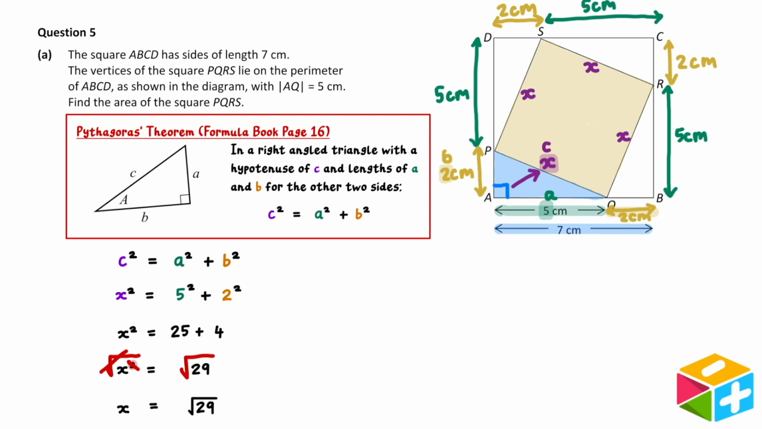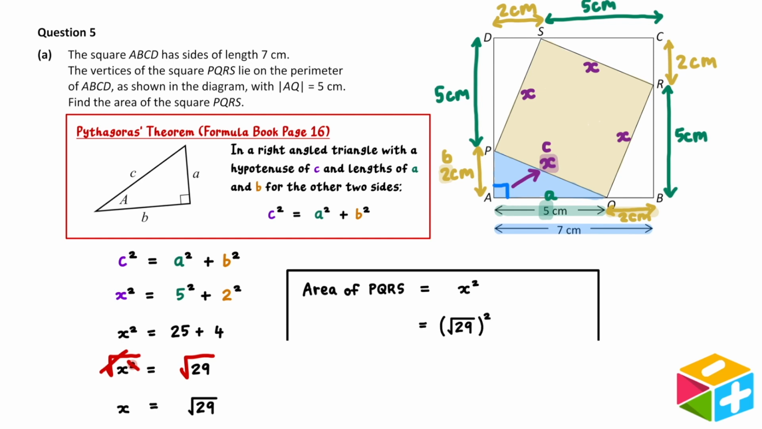Now that we know the side length of the square, finding the area is straightforward. All we do is take the side length and square it. So here, the area of PQRS will come out as the square root of 29 all squared. The square root and the square will cancel, so we'll get a final answer of 29. The lengths in our square were labelled with centimetres. Areas are always presented in square units, so our unit here is centimetres squared.